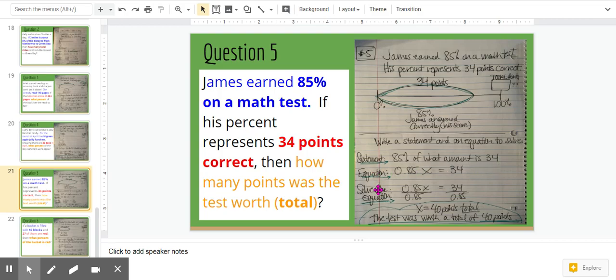So from that, I can write an equation. The multiplier for 85%, 0.85. What amount would be that total that I don't know? So I'm going to use x to represent that. And it would equal 34, the points that he scored. 85% of some total is 34. With that equation, now we can work backwards. We can solve it and figure out what the total would have to be.